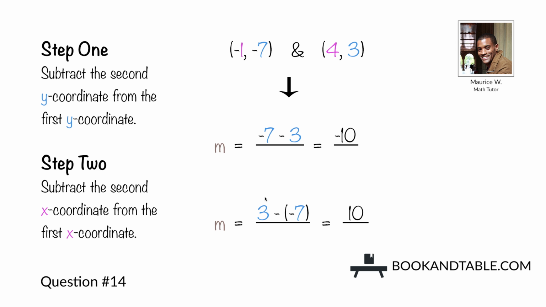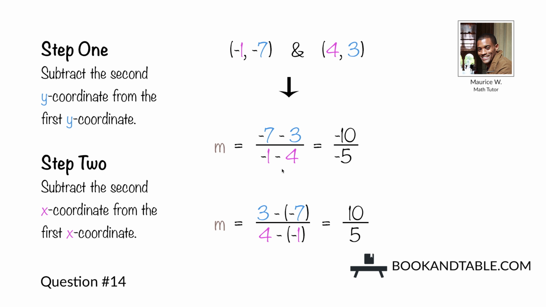Step 1, subtract the second y-coordinate from the first y-coordinate. So in your numerator, you want your delta y. So you would get -7 minus 3, which would give you -10. Or you can do 3 minus -7. 3 minus -7 becomes 3 plus 7, which gives you +10.